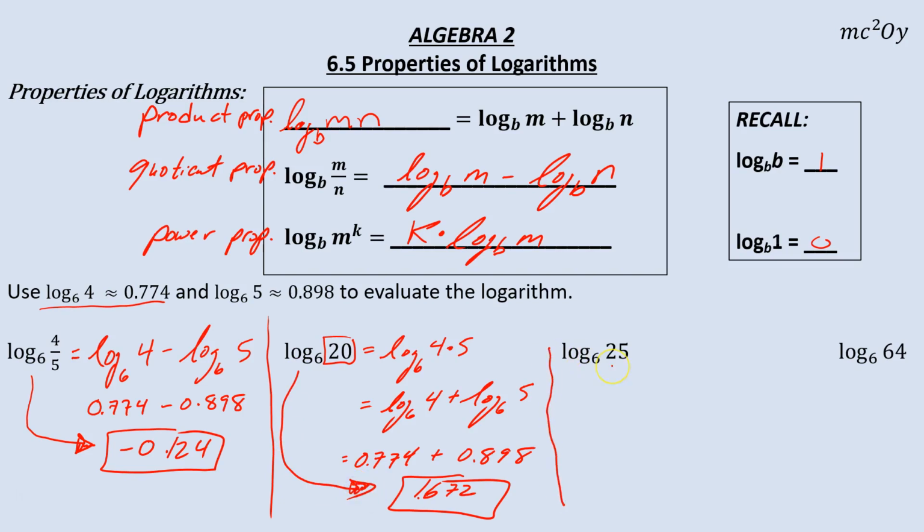All right. This next one we could do a couple different ways. You can think of log base 6 of 25 as 5 squared or 5 times 5, however you want to do it. If I think of it as log base 6 of 5 to the second power, then I can use the power property to bring that 2 out front and write that as 2 times log base 6 of 5. So 2 times log base 6 of 5 is 0.898, and 2 times that is 1.796.